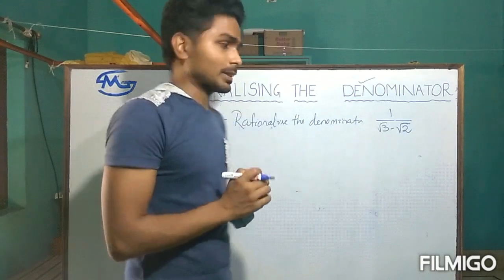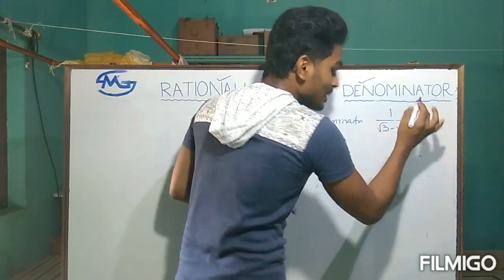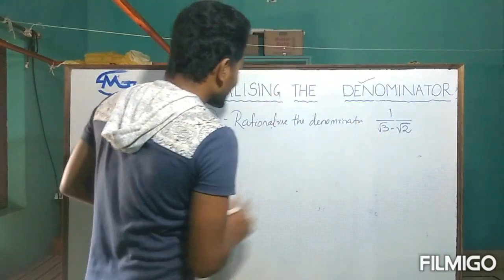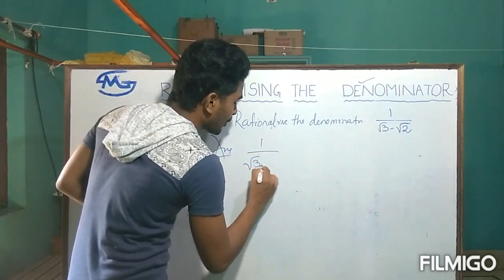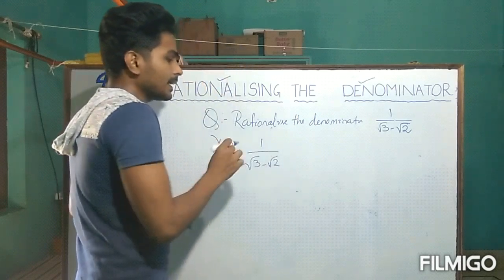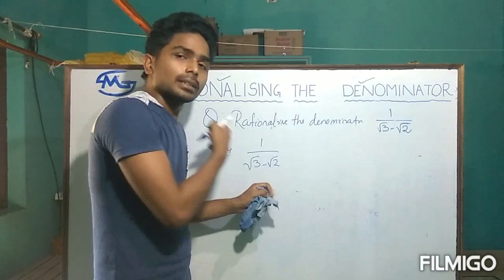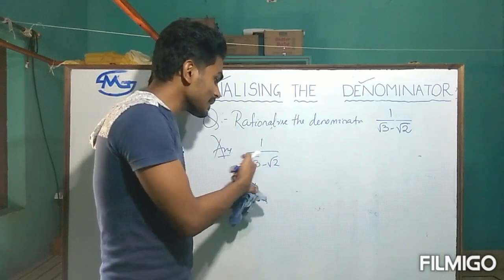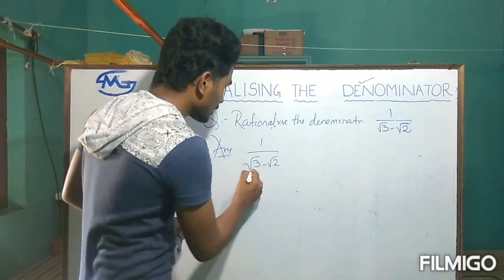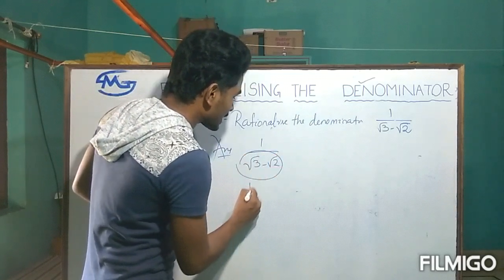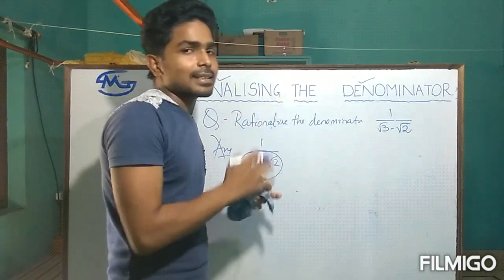Suppose we have another question. Rationalize the denominator of 1 by root 3 minus root 2. In this case we have the question 1 by root 3 minus root 2. Here root 3 is irrational, root 2 is irrational, and they are different. So whenever two different irrational numbers are subtracted, it gives an irrational number. So the total denominator is an irrational number. Then we have to make that irrational number into a rational form.